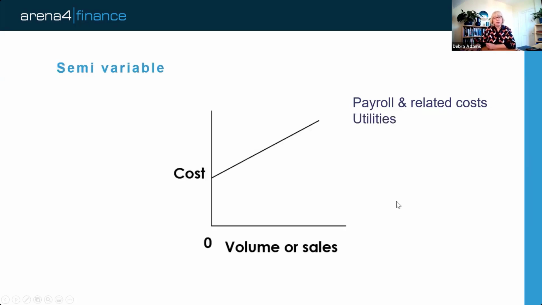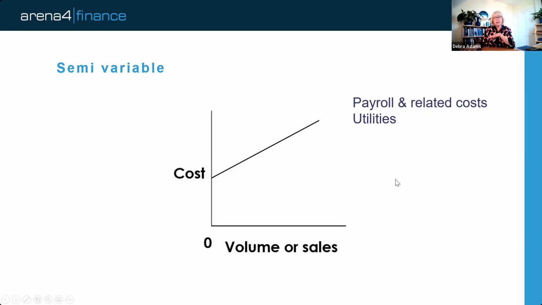And then, of course, there are some costs which are a bit of both. Some costs are partially fixed and partially variable. With those, the key is really understanding which ones they are. It's often payroll, which might be a combination of fixed and variable. Your permanent staff would be the fixed costs, and then any overtime or agency staff would be variable costs. And then utilities are another example of costs that are typically partially fixed and partially variable.